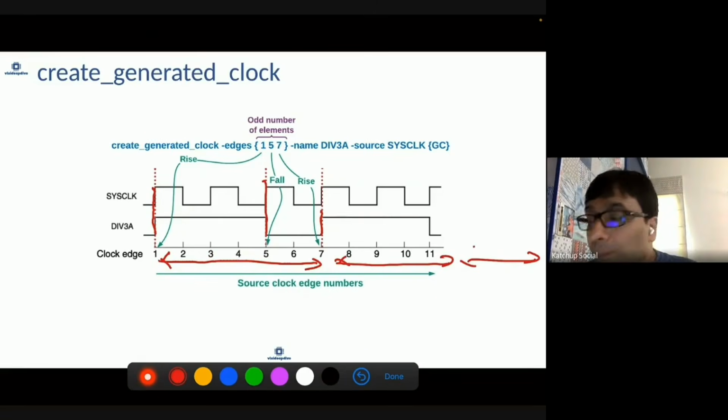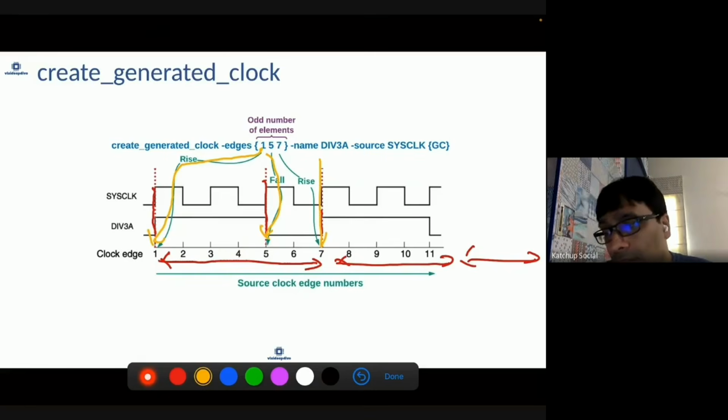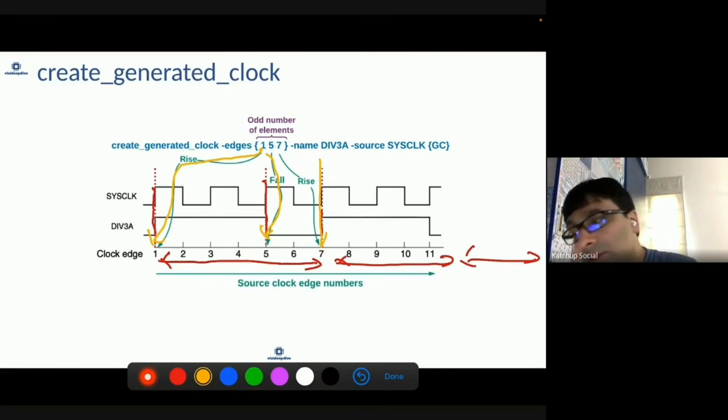So with respect to the master clock or the parent clock edges, you have defined when the generated clock is going to rise, when it is going to fall, and when it is going to rise again. And then the periodicity goes all throughout the time for the generated clock. So edges are usually used to define non-50% duty cycle, and these are the master clock edges used to define slightly complex clock waveforms of generated clocks.